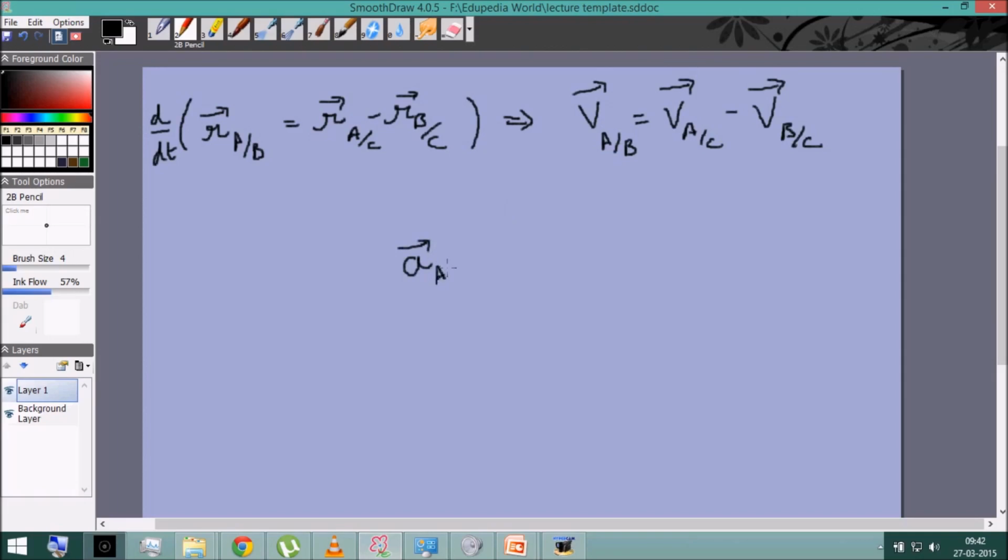Differentiating it further gives us the acceleration. A of A with respect to B is equal to A of A with respect to C minus A of B with respect to C. Right? So this is the basic concept which is used in all of relative motion. That position or velocity or acceleration or any vector of A with respect to B is the vector of A minus the vector of B. Of course, it's all relative, so both of them have to be taken relative to a common frame C. Right? Let's see how to apply this in some problems now.